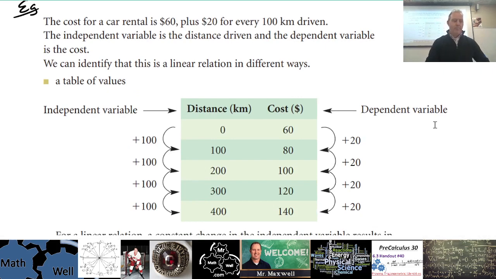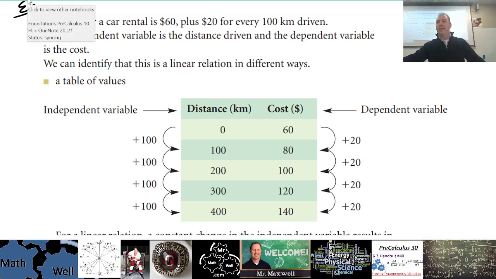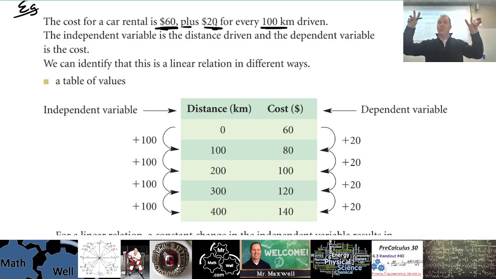All right. Back to focus here. Here's an example from the textbook. You don't have to write this down if you don't want to. Just watch, because it's confirming what we've been talking about. The cost for a car rental is $60 plus $20 for every 100 kilometers that's driven. So we have a flat rate of $60, and then a rate. Notice I said rate. A rate of $20 per 100 kilometers. Every 100 kilometers that's gone, we go up $20.